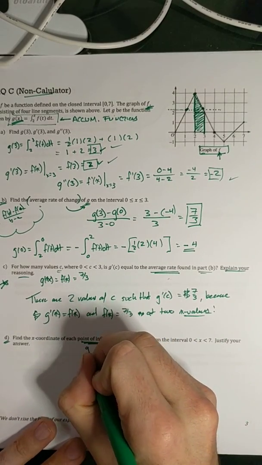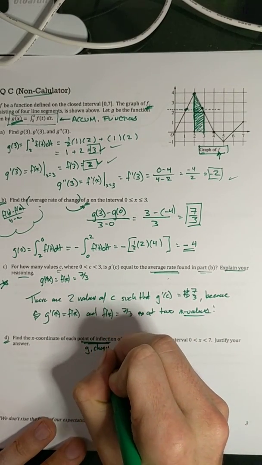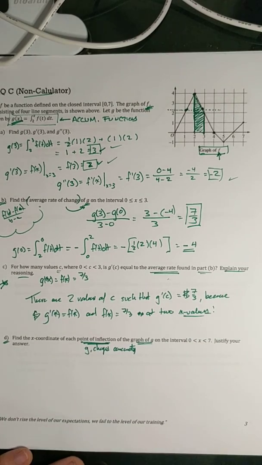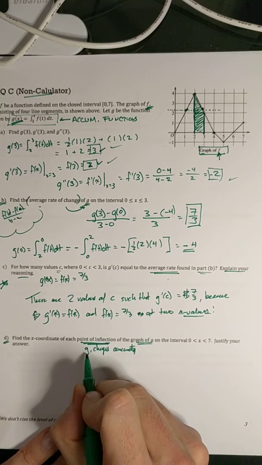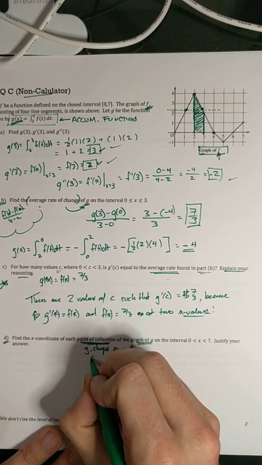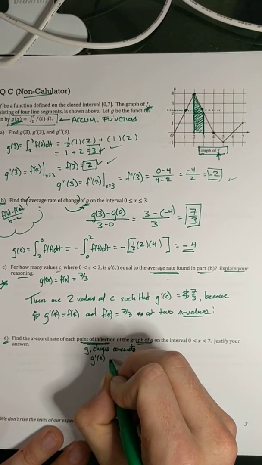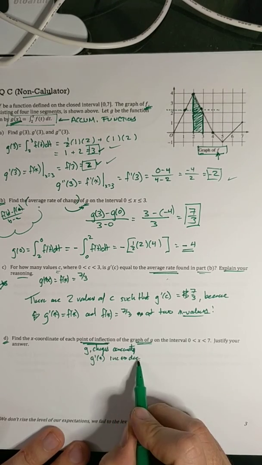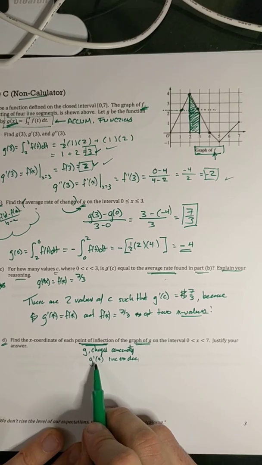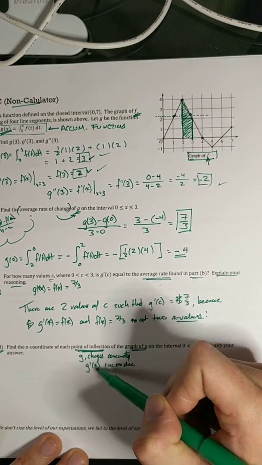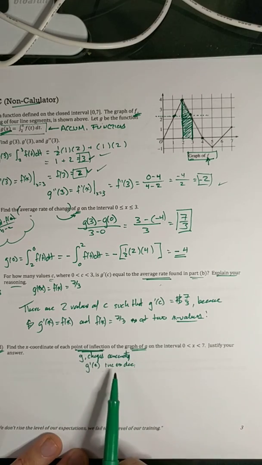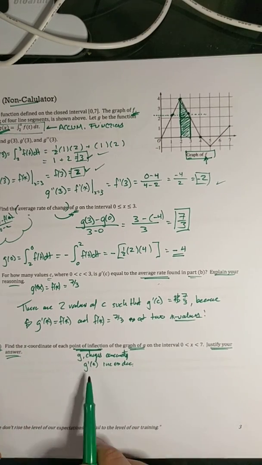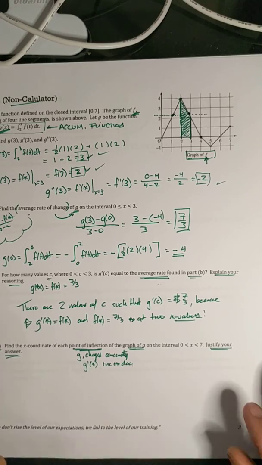That would mean g changes concavity. Well, I don't have a picture of g, so that's not very helpful. But I do know that if g changes concavity, then g prime of x goes from increasing to decreasing, or the reverse. And I also know that g prime is the same as the graph we have up here, because g prime equals f of x. So I'm going to look for where this is happening and then use that to justify my answer. So let's look for where g prime goes from increasing to decreasing.